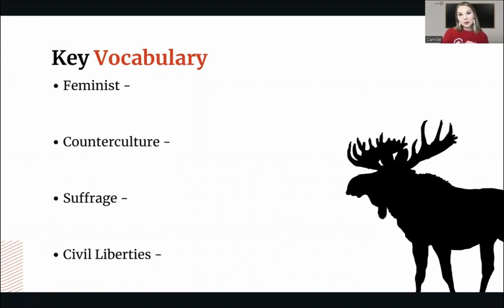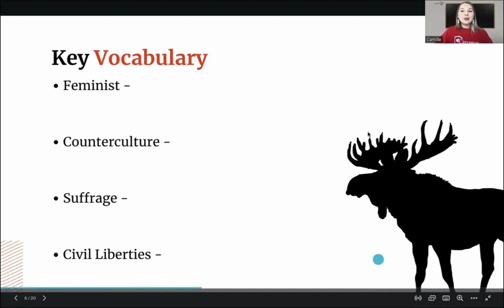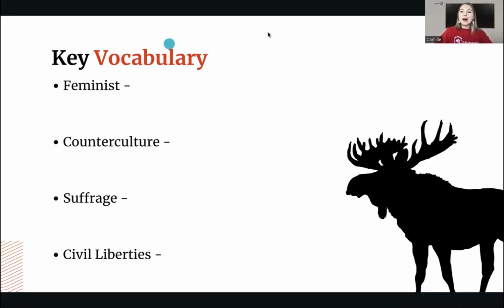Feminist is an interesting word. Sometimes it might have a negative feeling to it, perhaps. Maybe we don't think it's a good thing. Maybe we think it's a great thing. Words can have different feelings. Feminist is one of those words. Does anyone know or want to share what the word feminist might possibly mean? Any guesses?